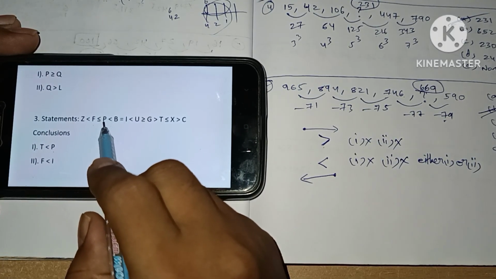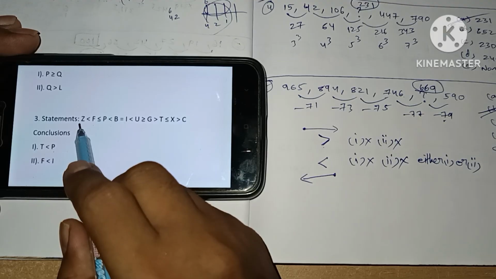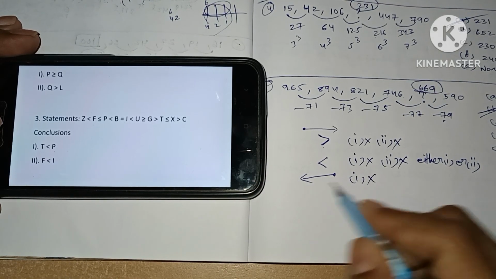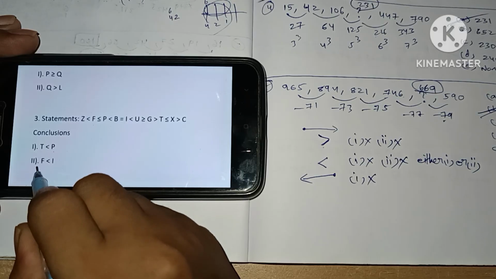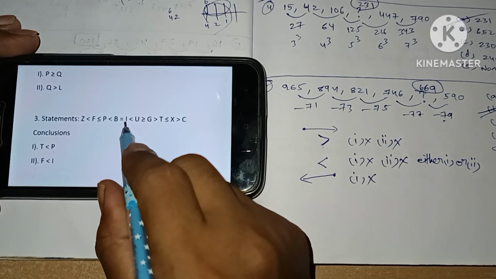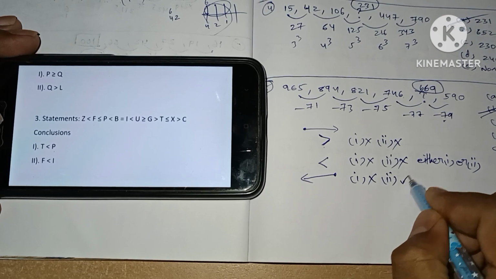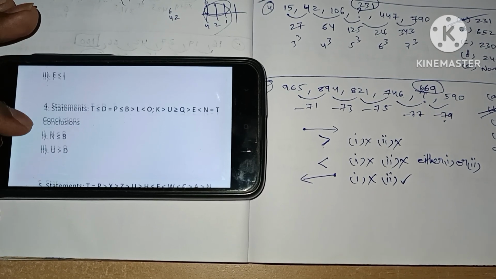From P we can reach to F and Z but not to T. So first conclusion will be false. The flow from I to F. From I we can reach to F. So second conclusion will be true. Now we are going to see question number 4.